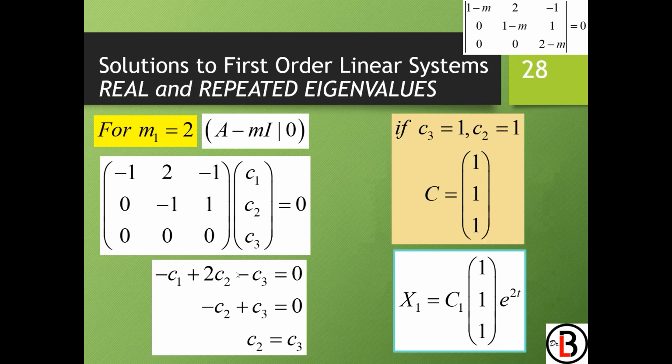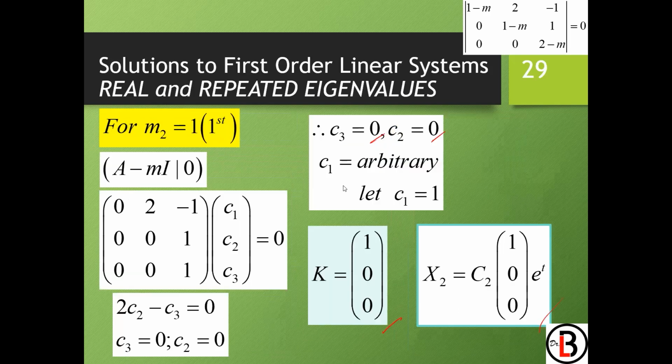So -C1 plus 2C2 is 0. Okay. -C2 plus C3 is 0. So that means C2 and C3 are equal. If C2 and C3 are equal, just plug it in here, and you'll be able to get a relationship between, let's just say, C1 and C3, right? So if C3 is 1, of course, C2 would be 1 also, right? And then plug it in here to solve for C1. So you'd be able to get 1, 1, 1. So just put that there. That's one of the solutions already.